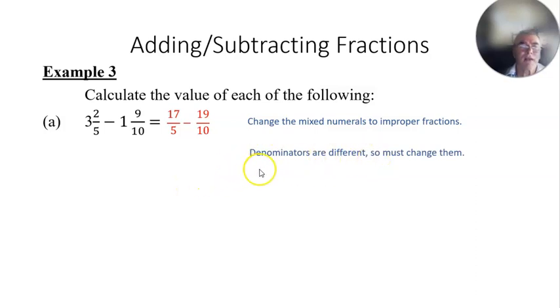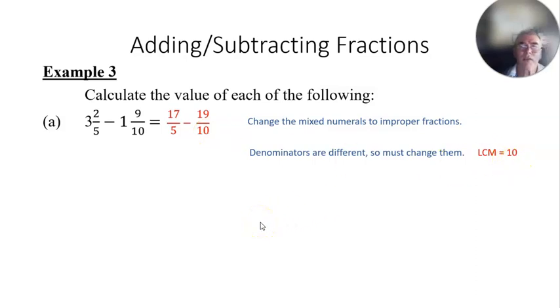Still, we can't add or subtract them. In this case, subtract, because the denominators are different, so we need to change them so that they're the same. And in this case, the lowest common multiple is not found by multiplying them together. So the lowest common multiple is not 50, it ends up being 10. So multiples of 5: 5, 10, 15, 20. Multiples of 10: 10, 20, 30, 40, etc. Lowest one that they've got in common is 10.